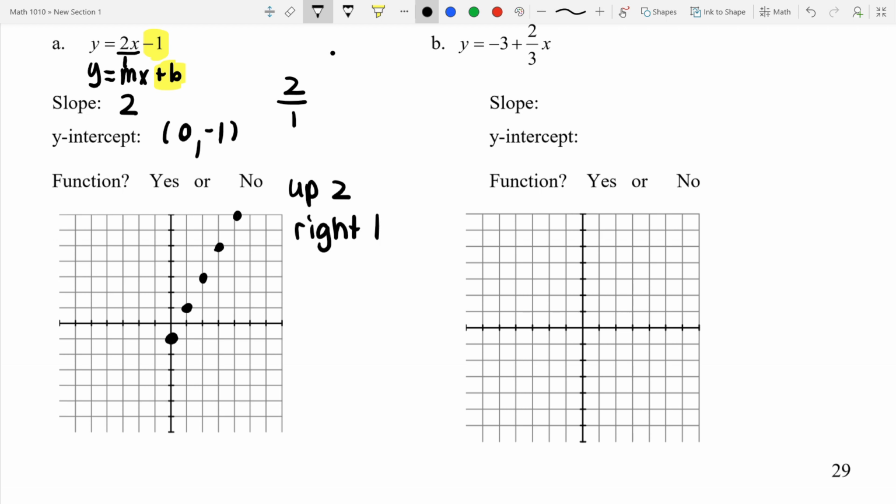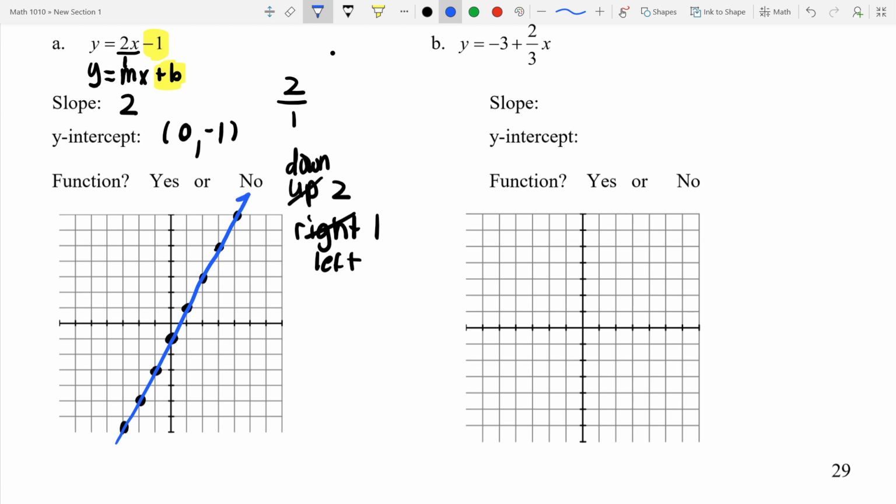I'm going to show you a trick. Do the opposite of up. That would be down. Do the opposite of right, that would be left. It still works. So go down 2, left 1, down 2, left 1, down 2, left 1. They're all in a line, okay? Now grab your pencil and connect those dots.